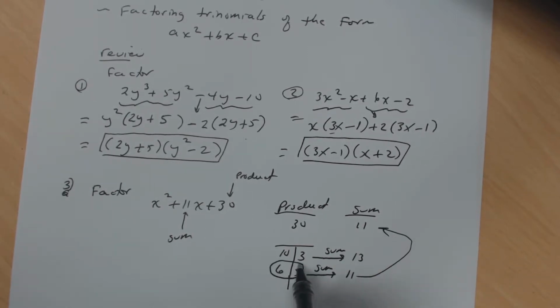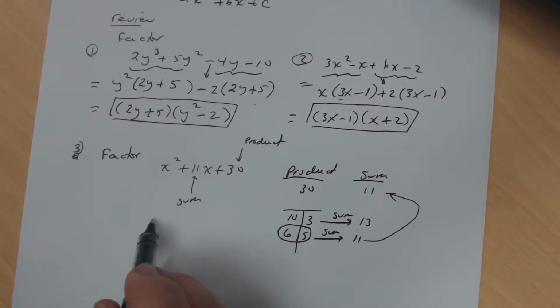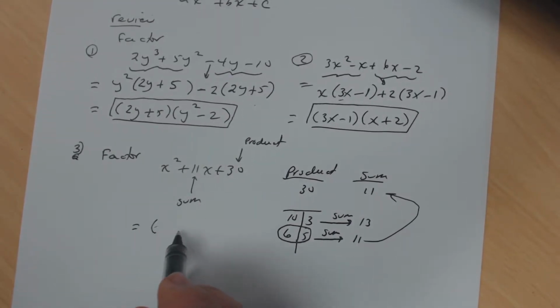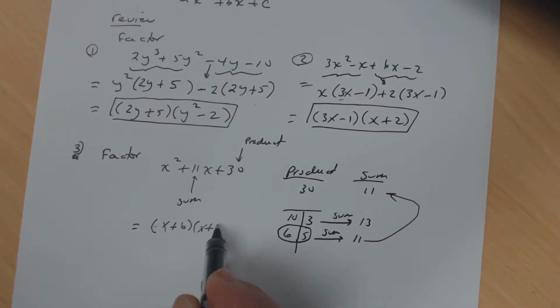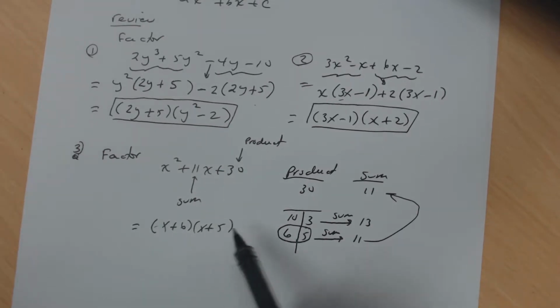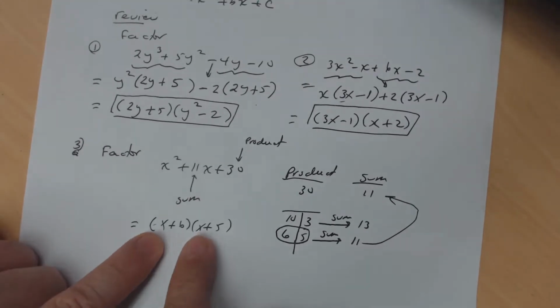So these are the two numbers I used. And so then the answer would be, when we factor this, x squared plus 11x plus 30 can be factored as x plus 6 times x plus 5. All right, now remember though, you always check yourself using the FOIL method. Remember the first times first, FOIL.